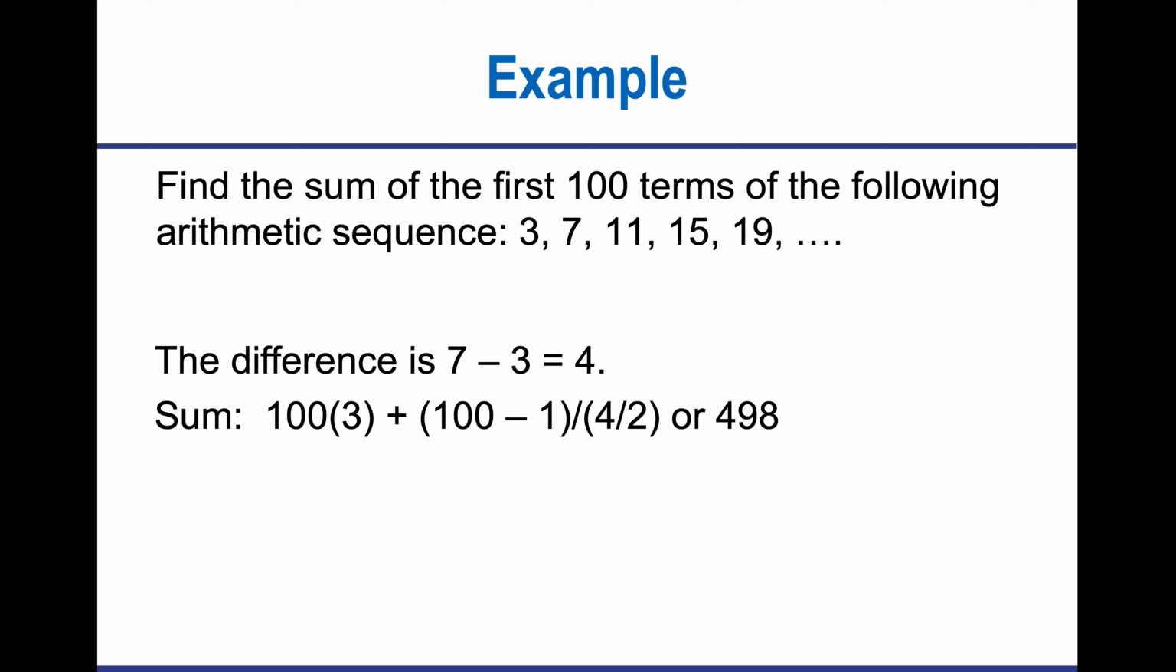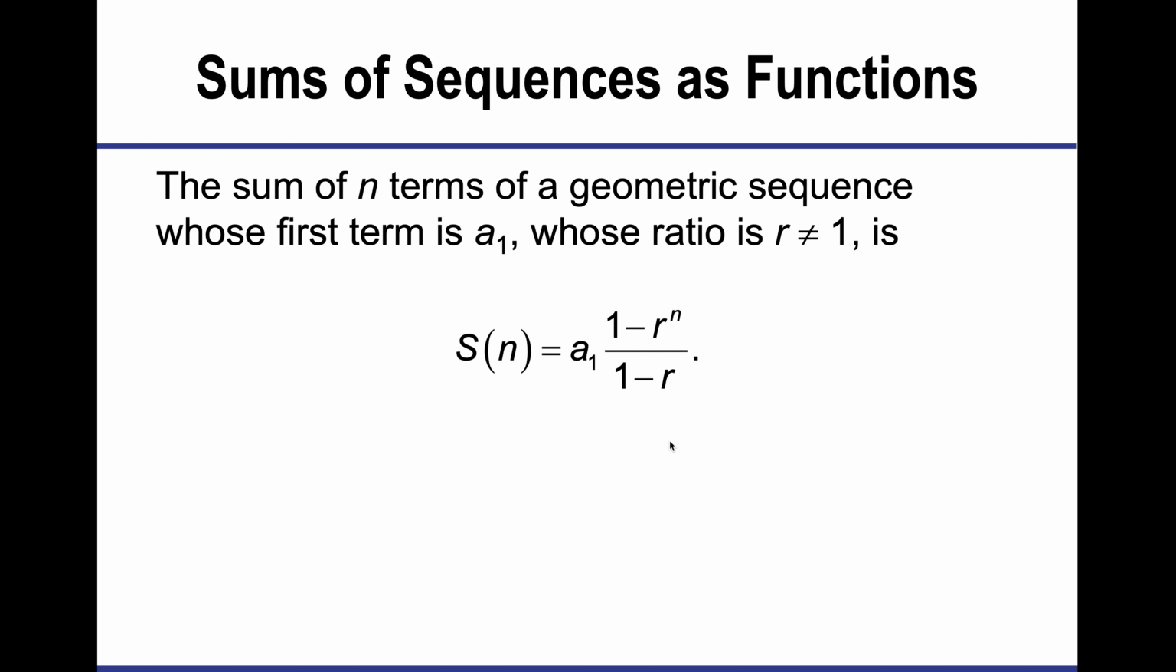I have to find my 100th term. So I'm looking at, okay, to find my 100th term, I need to find the common difference. The common difference is 4. And then I'm going to plug the 4 into the term number equation to find out my term number. Once I do that, I can find out my sum is 498.